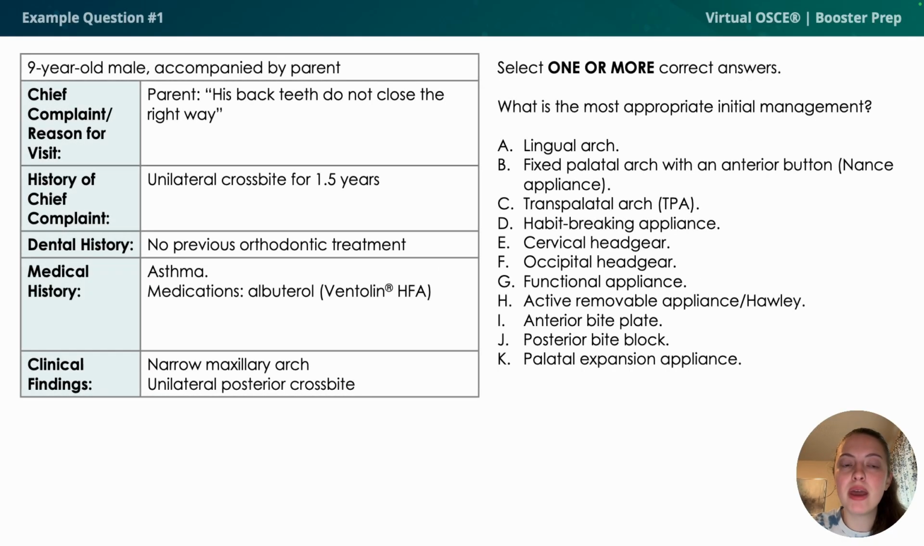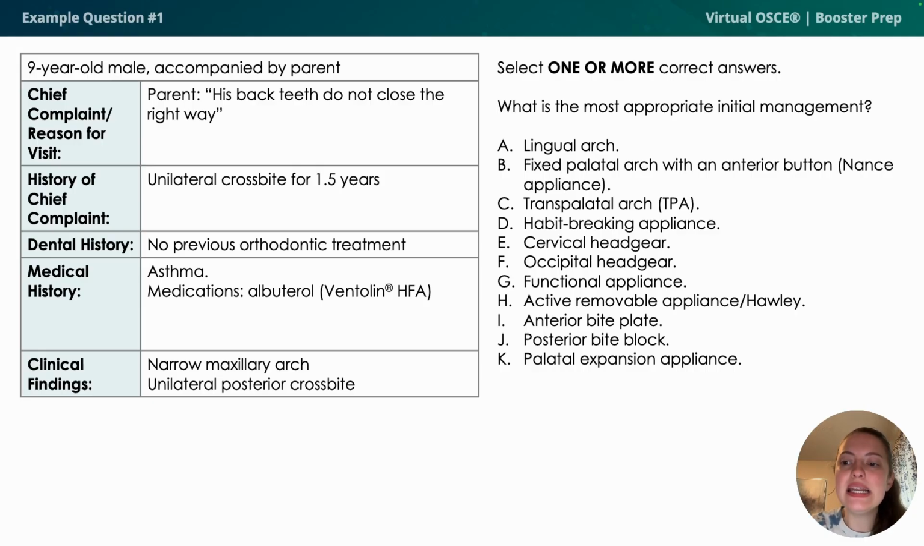We have a 9-year-old male. His back teeth do not close the right way. He's had a unilateral crossbite for 1.5 years, no previous treatment, asthma with an inhaler, narrow maxillary arch, and that unilateral posterior crossbite. We're being asked to select one or more answer choices for what is the most appropriate initial management.